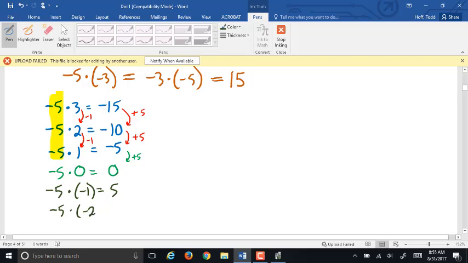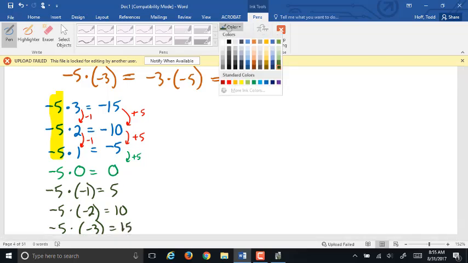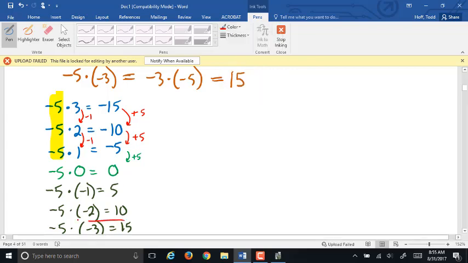Negative 5 times negative 2. Again, I reduced this by 1 here. This has to go up by 5. So 5 plus 5 would be 10. Go down to a negative 3 here. We have to go up by 5. That would be 15. So we confirm that negative 5 times a negative 3 is a positive 15.